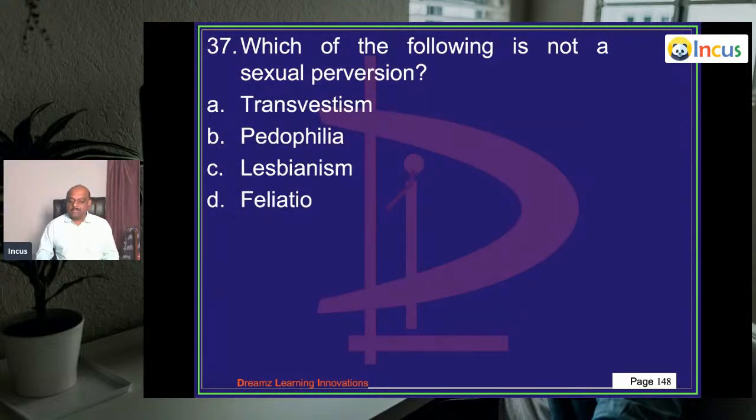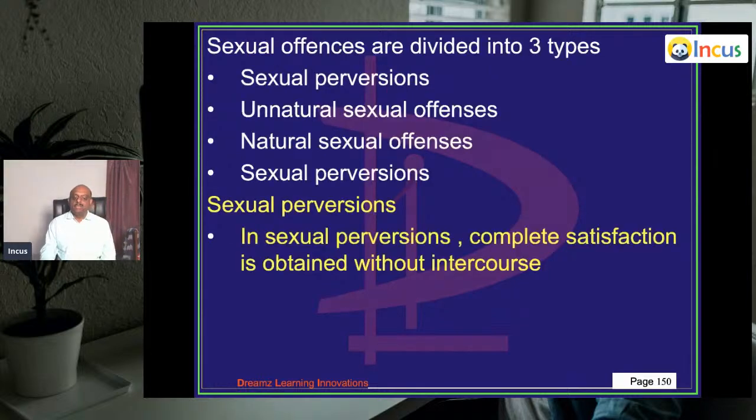Now here comes the hot MCQ. Sexual perversion, lesbianism, pedophilia, transvestism, they're all considered to be sexual perversions. Good to see Anil Joshi and many more who are all online. So sexual offenses are divided into three types: sexual perversions, unnatural sexual offenses, and natural sexual offenses. What is perversion? Without intercourse, only complete satisfaction, happy ending, is called sexual perversion.